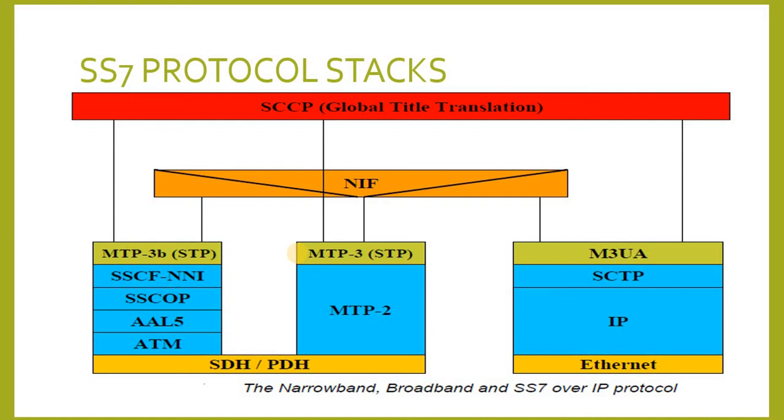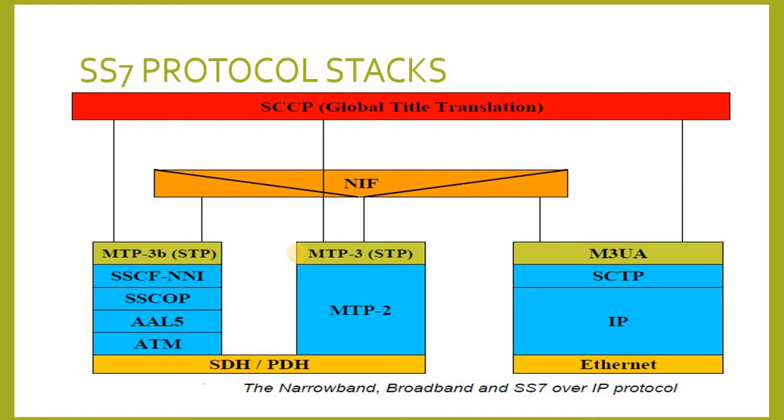The MTP layer 3B provides us with the same functions as MTP3 of narrowband, except for larger message types. For example, an MSU in narrowband is a max of 272 octets. For broadband the max size of an MSU will be increased to 4096 octets.